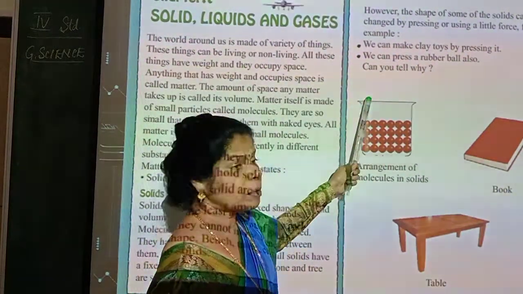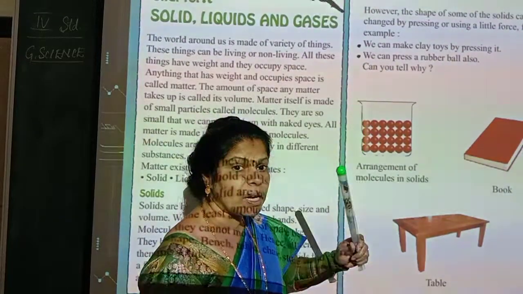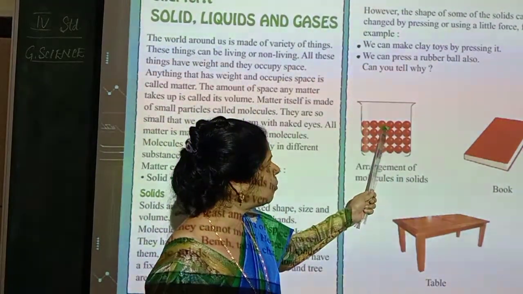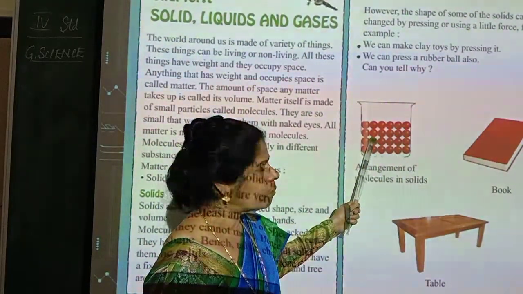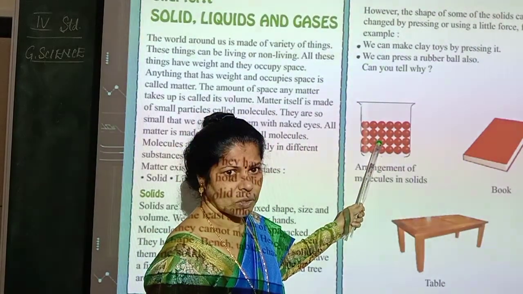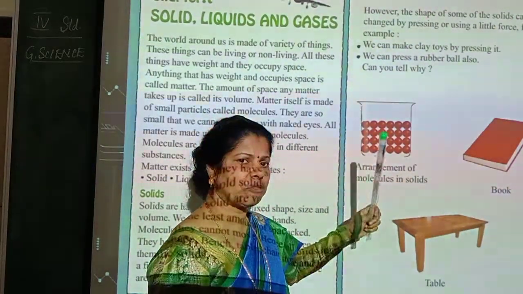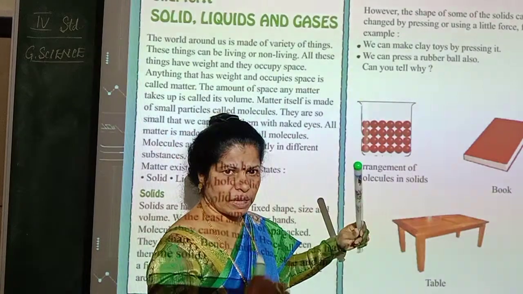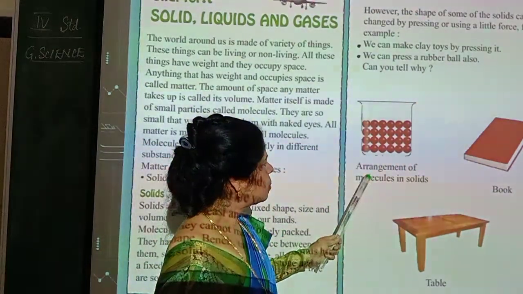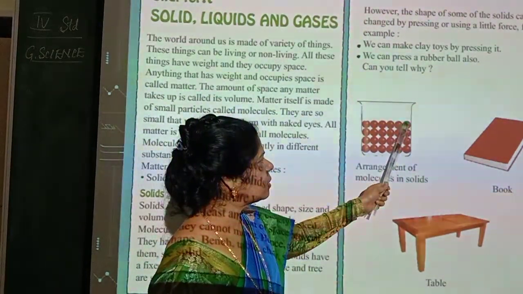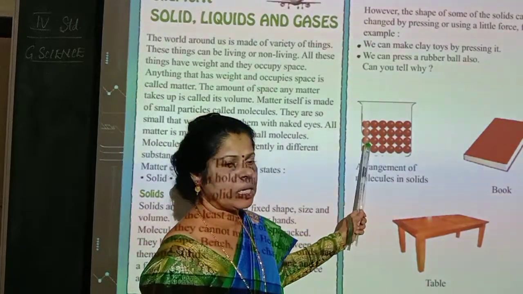Why? Because the molecules have little space. See, the intermolecular space will be less. Got it? For that reason, what happens? If you press, it will take the shape of that pressing force. Clear? So, this is the arrangement of molecules in solids. They cannot move easily.